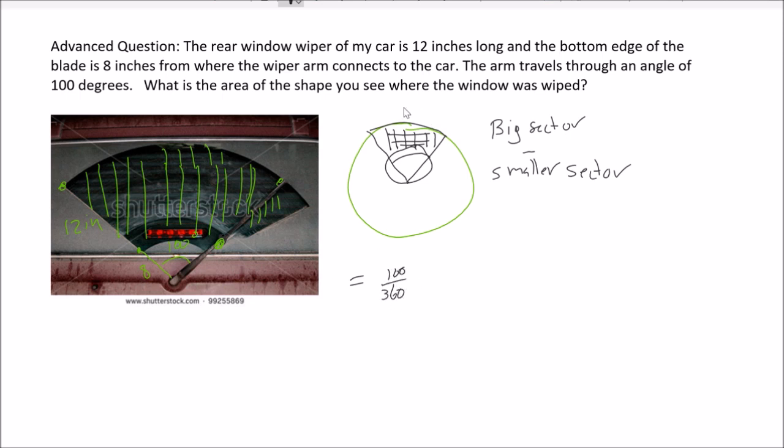I would need to know that it's part of the area of the circle, so it's pi r squared. I need to know its radius. What is the radius of that bigger sector, or of the whole circle? Okay, is it 8 or is it 12? It's actually neither, it's 20.